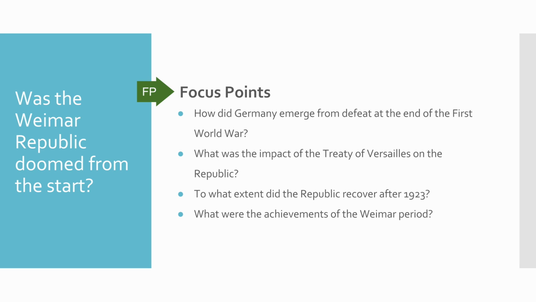There are 4 major focus points that we will be talking about today for this section. How did Germany emerge from defeat at the end of the First World War? What was the impact of the Treaty of Versailles on the Republic? And to what extent did the Republic recover after 1923? And last but not least, what were the achievements of the Weimar period? So let's take each of these 4 one by one.